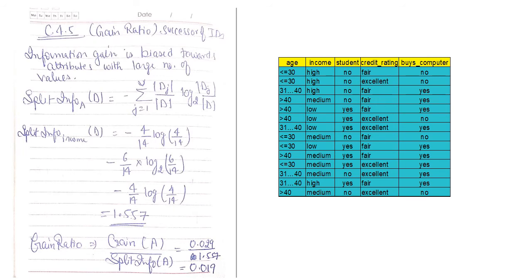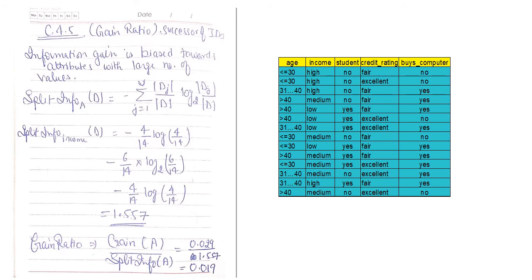If you want to calculate split info of income, income has 3 categories: high, low, and medium. High has 4 cases, so split info of high will be minus 4 by 14 log base 2 of 4 by 14. Medium has 6 cases, which is minus 6 by 14 into log 2 of 6 by 14, and minus 4 by 14 log 2 of 4 by 14 for our low group, which is equal to 1.557.